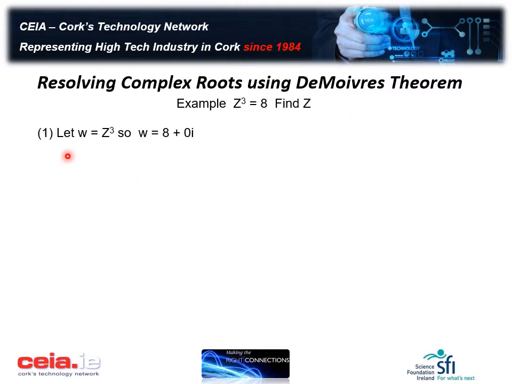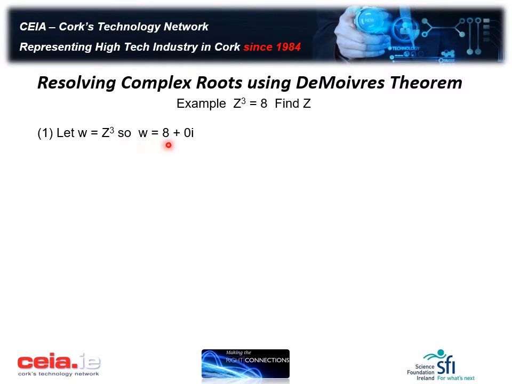So step 1 is to let w equal z to the power of 3, and we'll see this is just more convenient. We'll see that in a few minutes for feeding this back into De Moivre's theorem. So we have w is equal to 8, but we need to write it in complex number form.